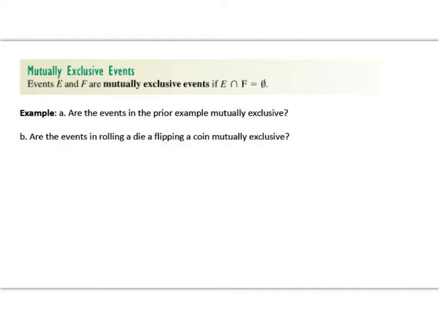Okay, now we've got an interesting category here called mutually exclusive. And mutually exclusive events are if the intersection is 0, or the empty set rather. I've got a better way of phrasing it: no outcomes in common. Okay, so let's think about the events in the prior example. That would be under 20, a Blues fan, and a Star Wars fan.